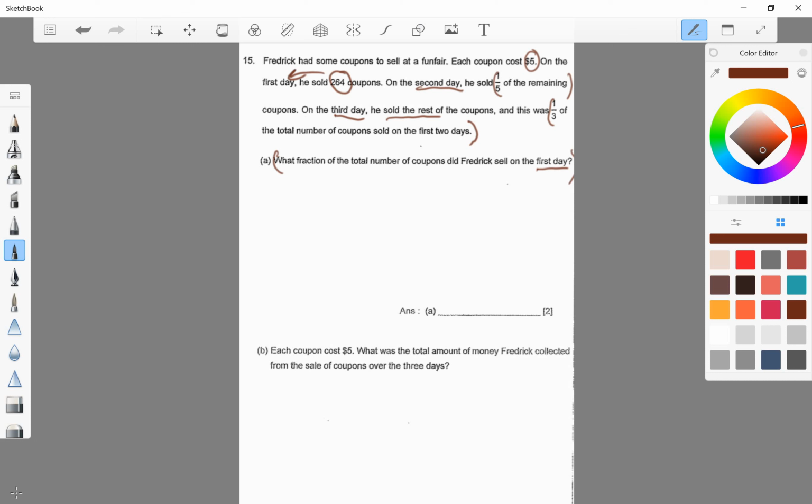And moving on, they actually said that each coupon costs $5. And what was the total amount of money that Frederick collected from the sale of coupons over all 3 days? So this is a repeat of the information given earlier, that the coupon costs $5, and they are asking us for the total amount of money over 3 days.